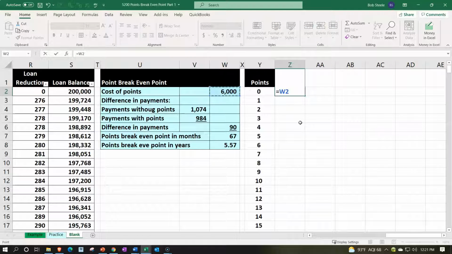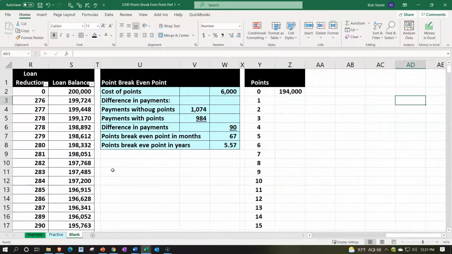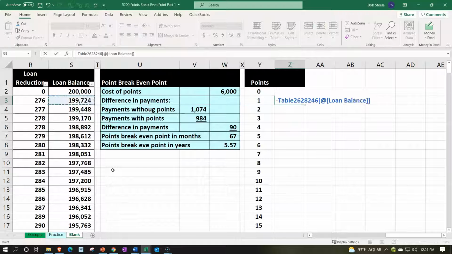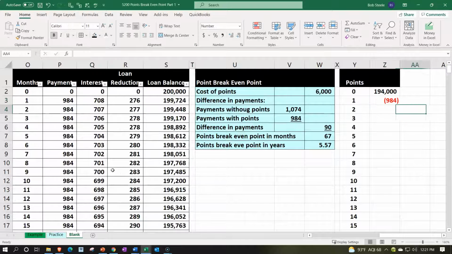equal to the $200,000 loan amount that we received to buy the home. Then we use it to buy the home, minus the $6,000 that we have to give to the loan company for the prepayment of the points that we paid up front. That means we have a cash flow at time period 0 of $194,000. And then we made these payments, which I'm going to put as negative outflows of that 984 about.